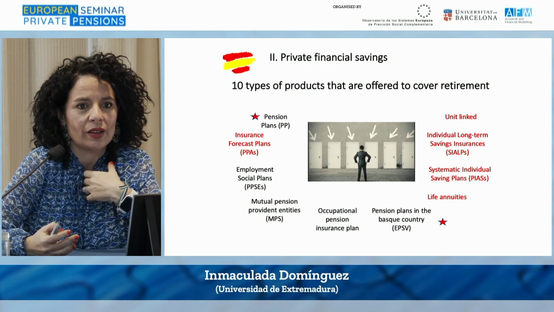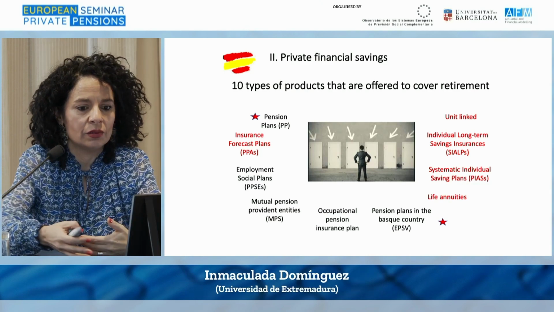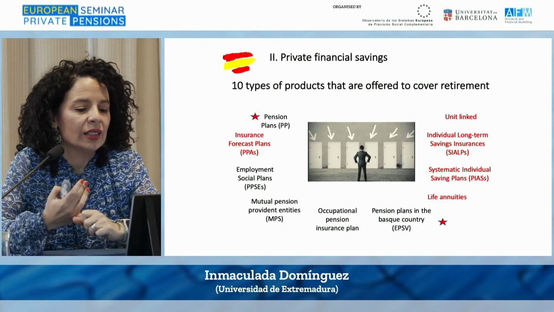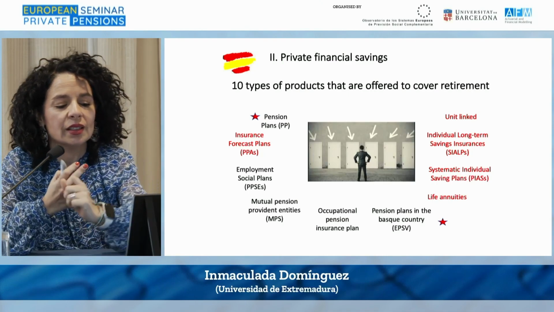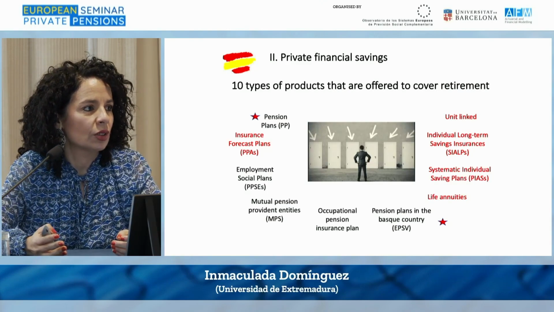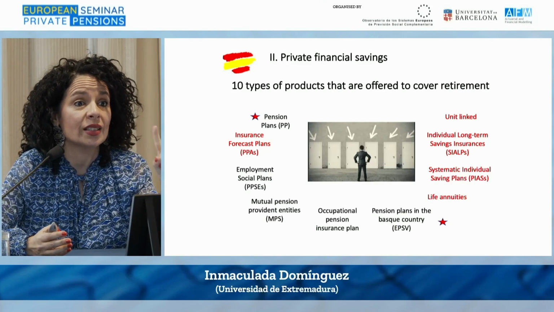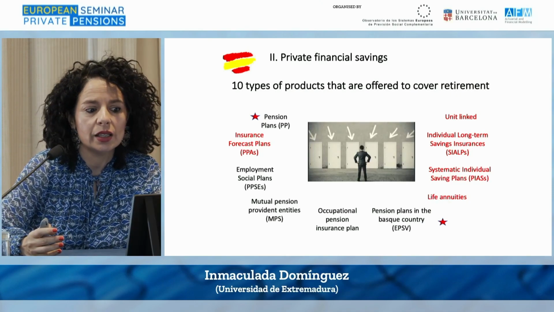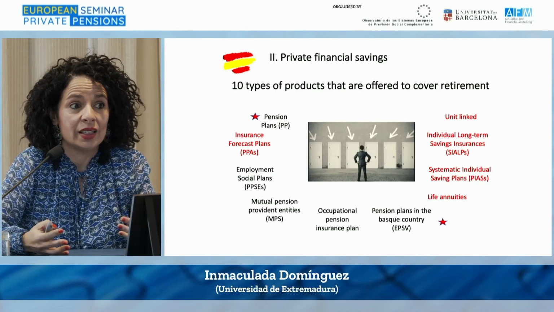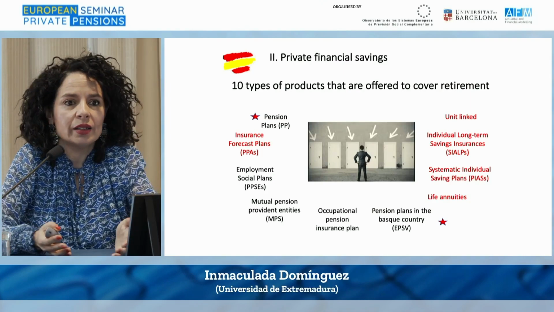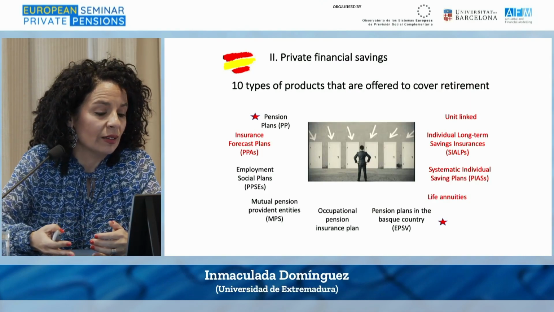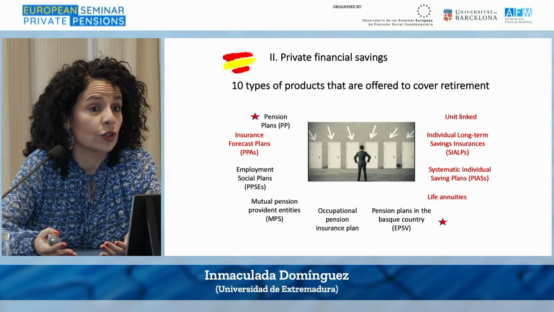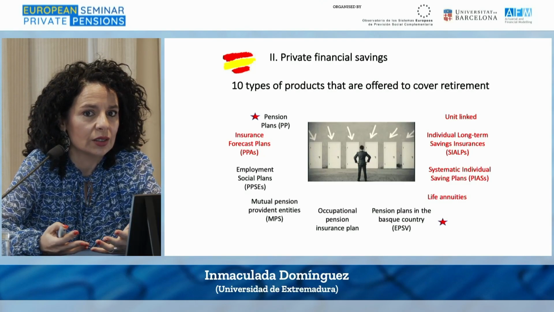And for us from Spain, I am sure that normal people, non-economists, cannot possibly know "individual long-term saving insurance" or "systematic individual saving plan." Oh my God, and this is not a commercial name, it's the legal name. The legal name is really difficult, and it's normal that people are in a difficult situation when they try to save for retirement. It's difficult to understand what this is.